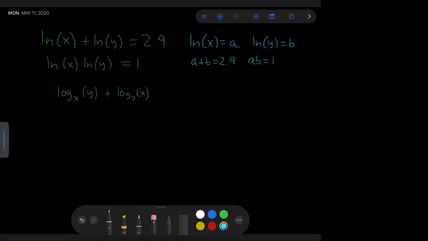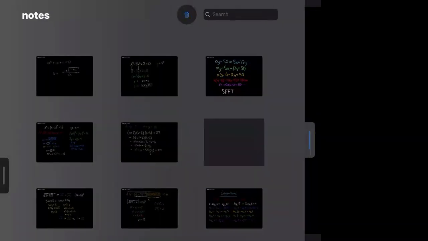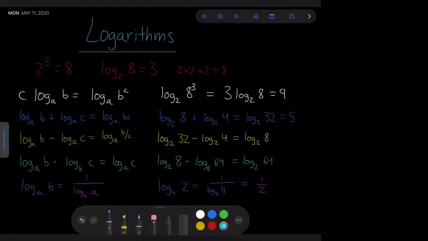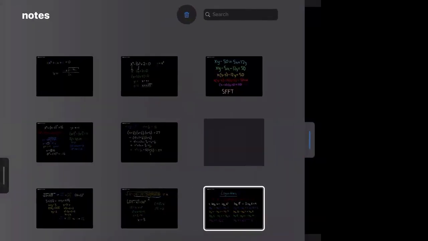What about this log base x of y stuff? That looks kind of familiar though, doesn't it? To go back to our logs page, kind of looks like our green property again, where we change bases. Log base A of B times log base B of C. What does that mean for this problem?